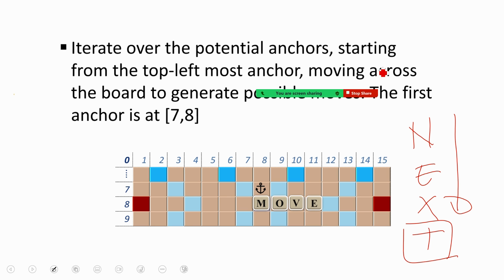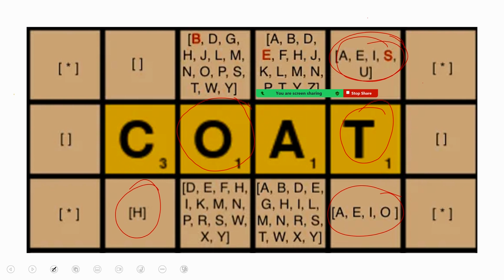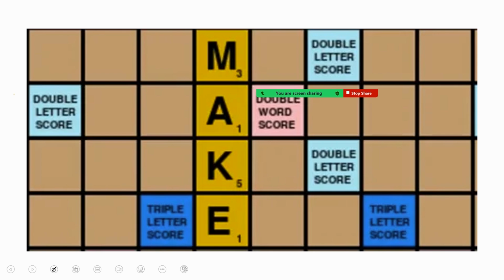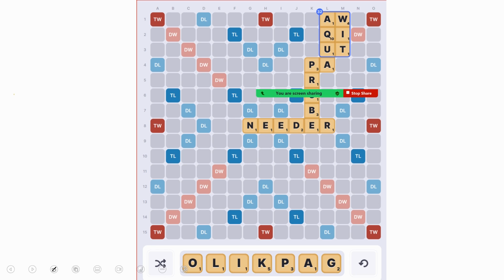So for example, in this specific instance, let me go back to the board. Yeah, there you go. So let's take a look at this board. Now, for example, let's say I have this set. These are my letters: O-L-I-K-P-A-G. And you're looking at anchors. Now how many anchors do you have on the board? Count the number of valid anchors on the board.